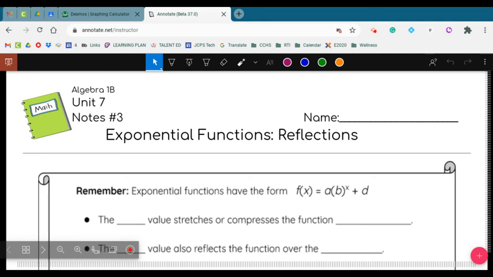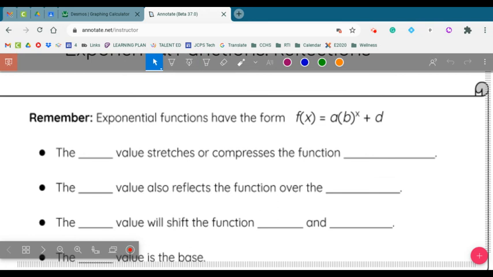Okay, today we're going to unit 7, notes number 3, which is exponential functions reflections. So a little bit about reflections. Reflections means it's going to be flipped over a certain imaginary line. With that imaginary line, it's going to be the x-axis. We'll kind of talk about that today. So let's first go over our equation.